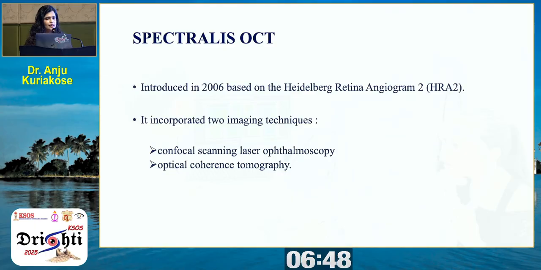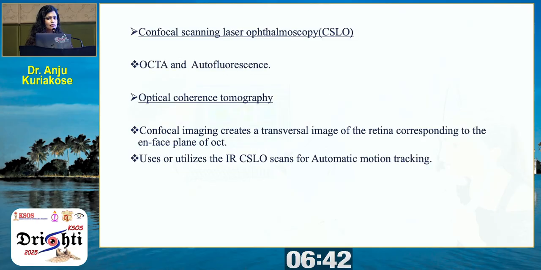The Spectralis OCT is the most commonly used one. It incorporates two imaging techniques, that is confocal scanning laser ophthalmoscopy for OCTA and autofluorescence. Next, OCT confocal images create a transversal image of the retina corresponding to the plane of the OCT.